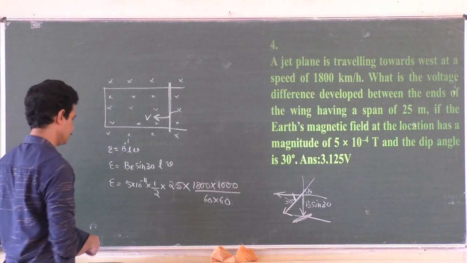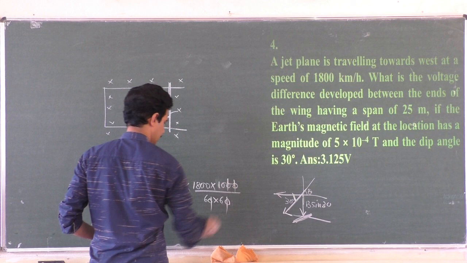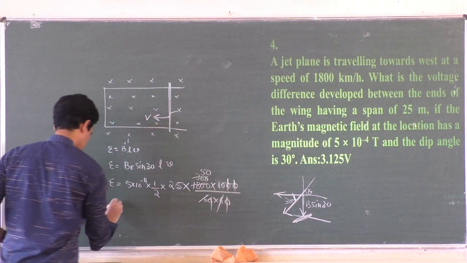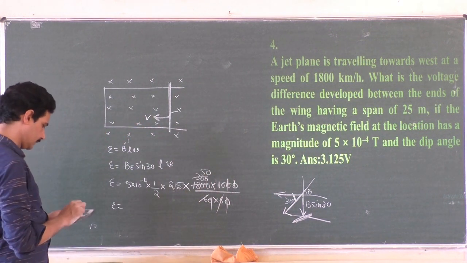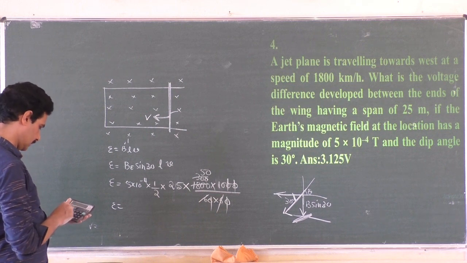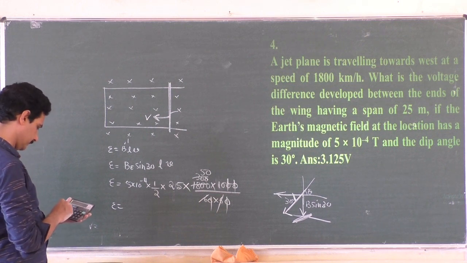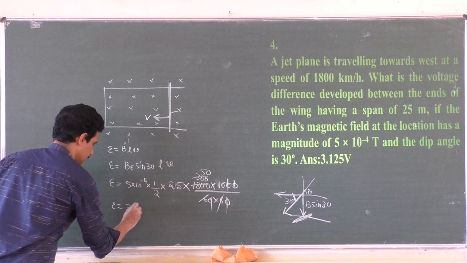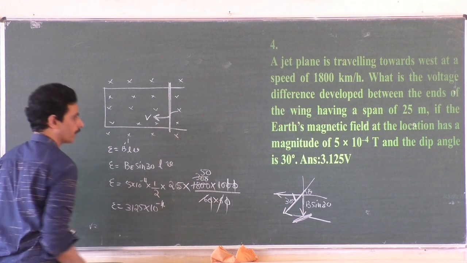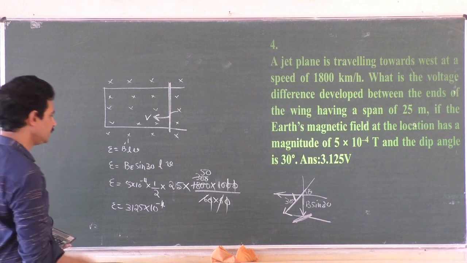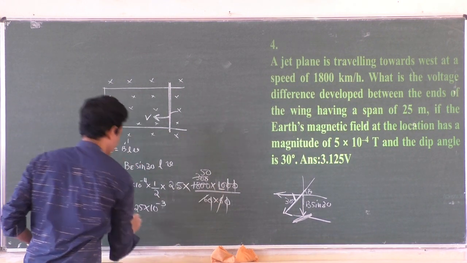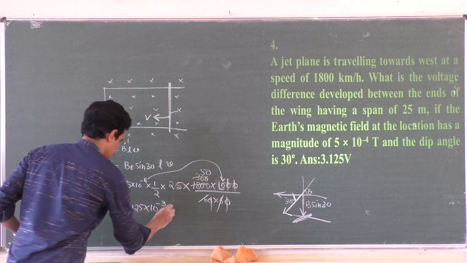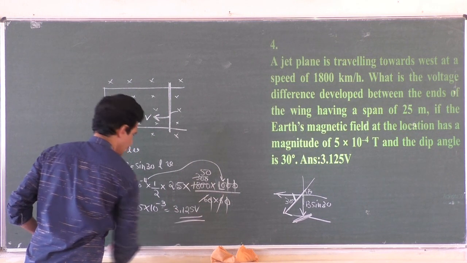1800 kilometer per hour. The 0 will get cancelled. 1800 into 1000 divided by 3600 gives 500 meters per second. So what is the answer? Induced EMF is equal to 5 into 25 into 50 divided by 2, that is 3125. 3125 into 10 to the power minus 4, into another 10, that is 10 to the power minus 3. That is the 10 I had not used. Then what is the answer? That is equal to 3.125 volt. That is the EMF induced.